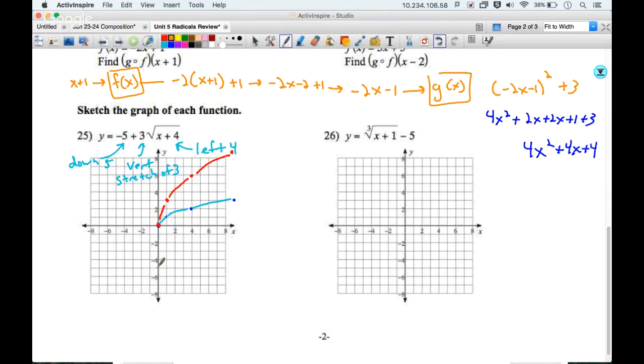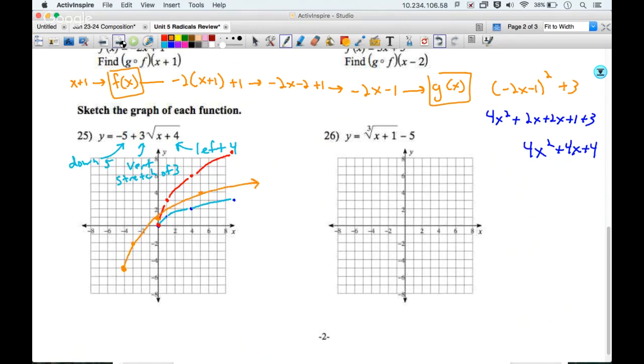So here, I'll start with this first point. Down 5, left 4: 1, 2, 3, 4. Got a point right there. Down 5: 1, 2, 3, 4, 5, left 4: 1, 2, 3, 4. Got a point right there. This point here, down 5, left 4, 1, 2, 3, lands right there. This point here, down 5-ish, left 4-ish, I don't know about there. Yeah, we got the shape. That is our final function there.